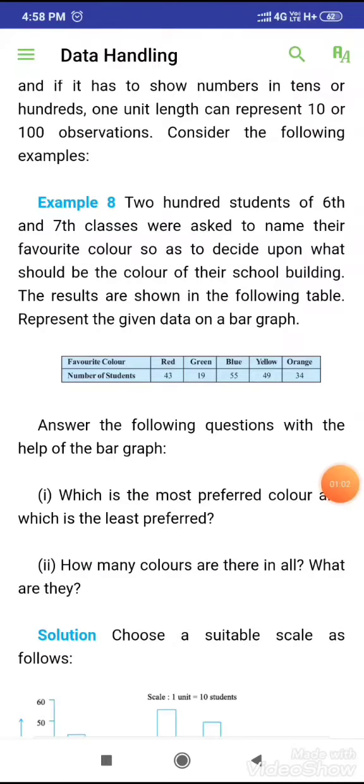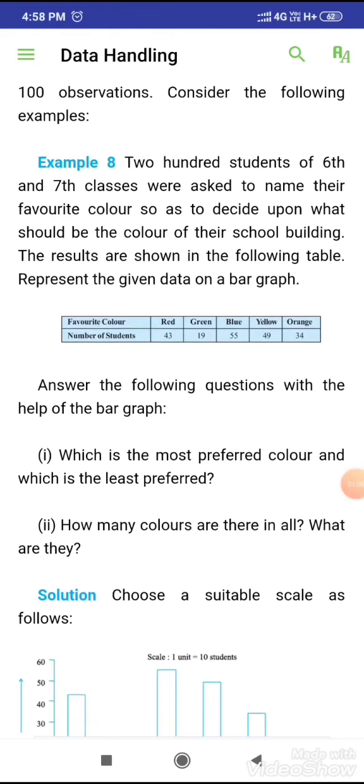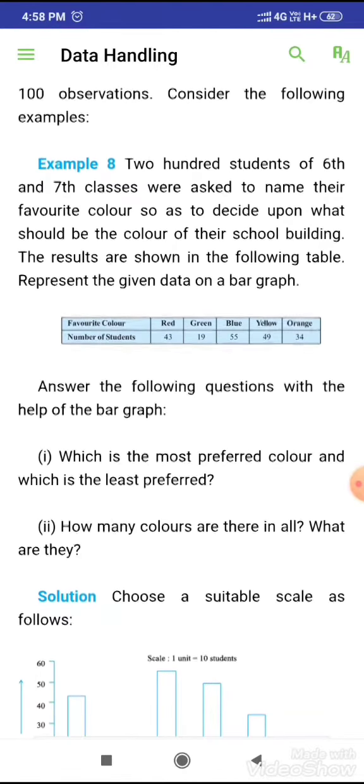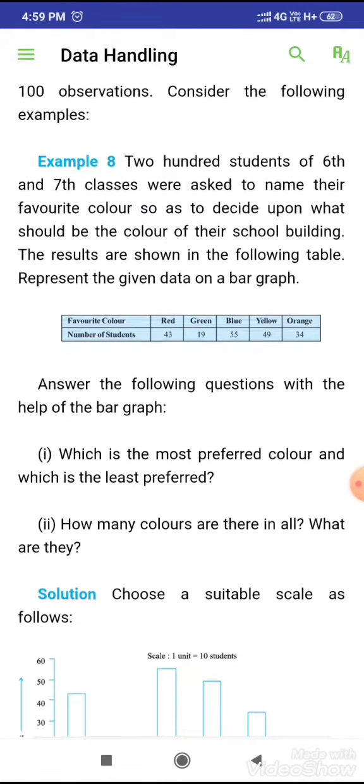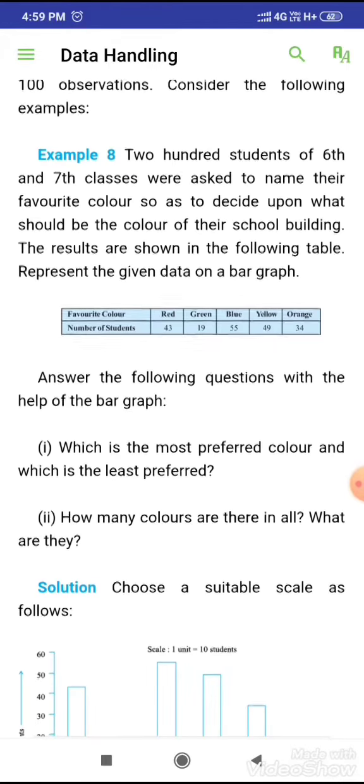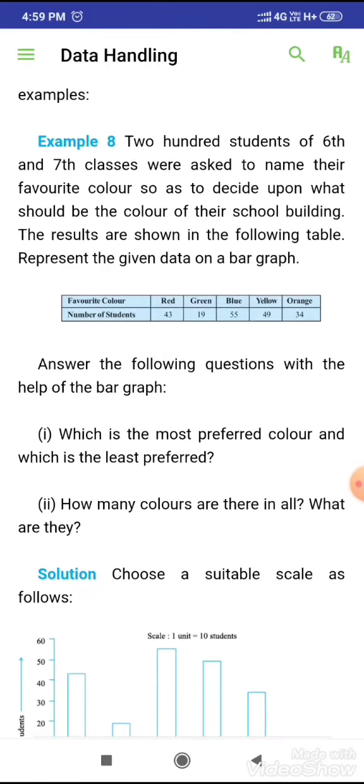Now look at example 8 carefully. In this example, 200 students of 6th and 7th class were asked to name their favorite color, so that it could be decided what the color of their school building should be. The results are shown in the following table. Represent the given data on a bar graph.